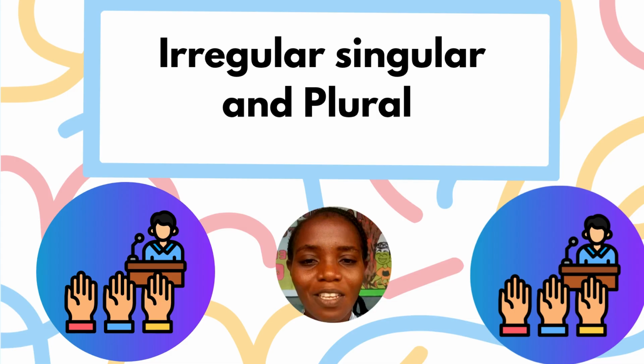In today's class, we'll be talking about irregular singular and plural. In our previous English class, we talked about expressing singular and plural, and our focus was on formation of plural nouns by the addition of s or es. But today we are going to look at how we can form plural of nouns by adding ies, ves, or by changing oo to ee. Today's class promises to be amazing, so be attentive.